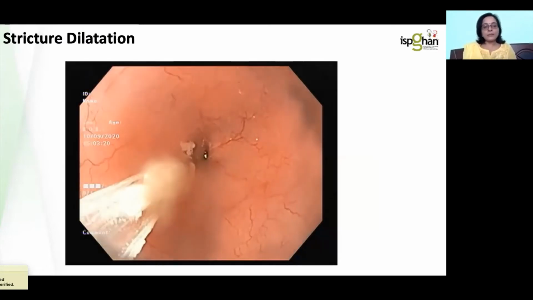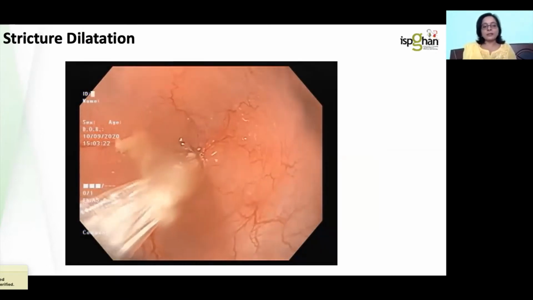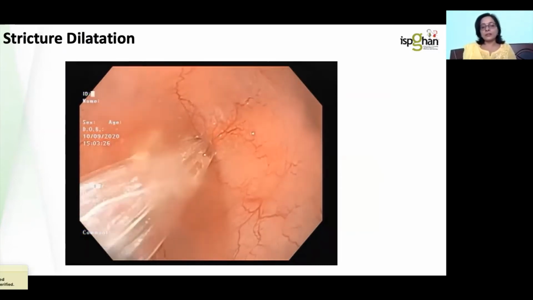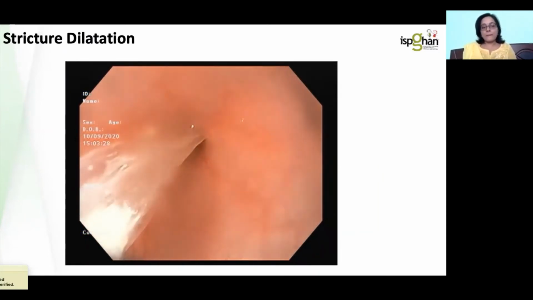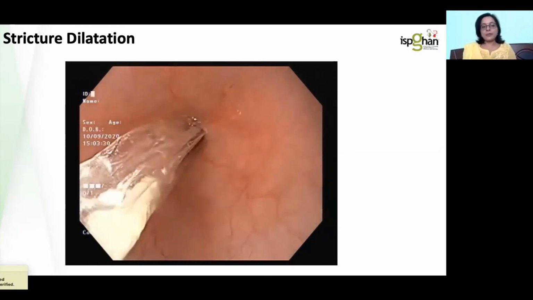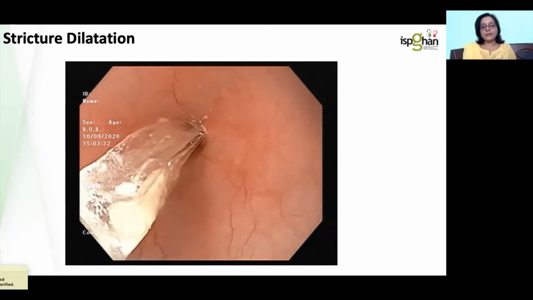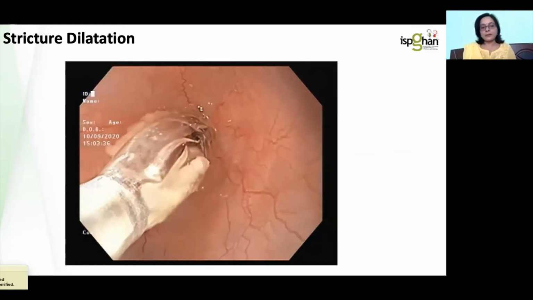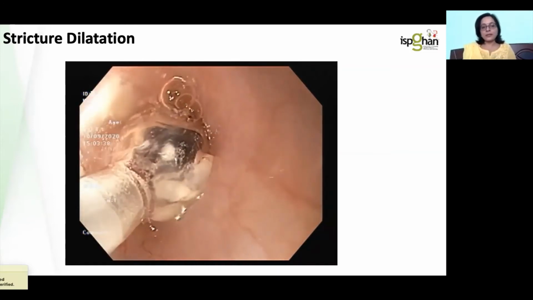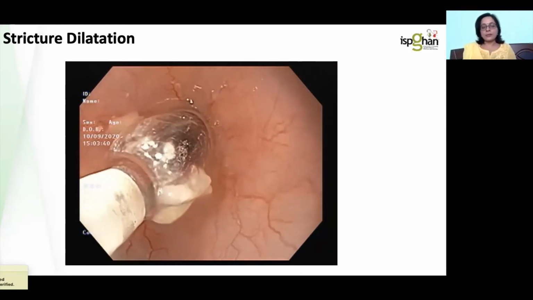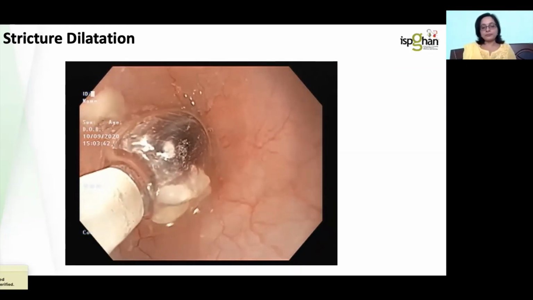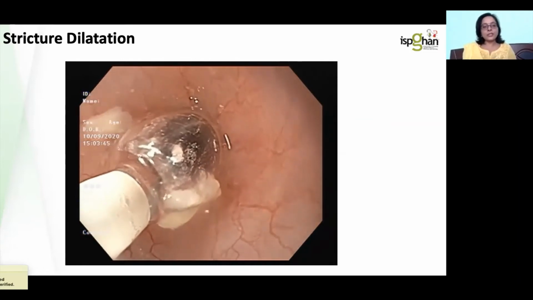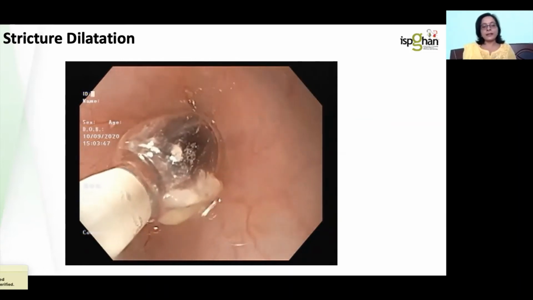So as we put in this catheter with a balloon, this is through-the-scope balloon dilatation. The balloon is going in, and then we inflate the balloon after a specific dimension has been reached. And this is the balloon inflated, kept in for a few minutes to achieve desired dilatation.